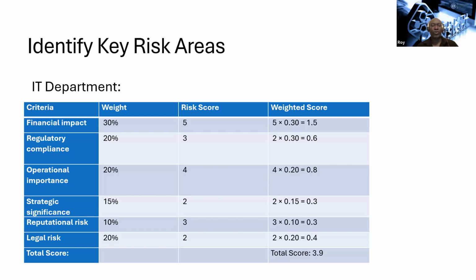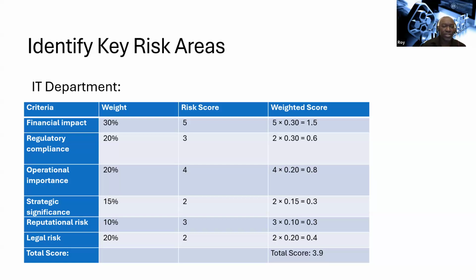Okay, and for this internal audit team, they've given financial impact, regulatory compliance, operational importance, strategic significance, reputational risk, and legal risk as the criteria. The weighting must equal 100. Let's see if this equals 100. If it doesn't, then they must correct it.